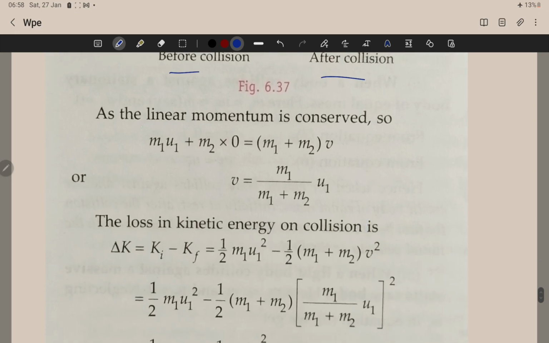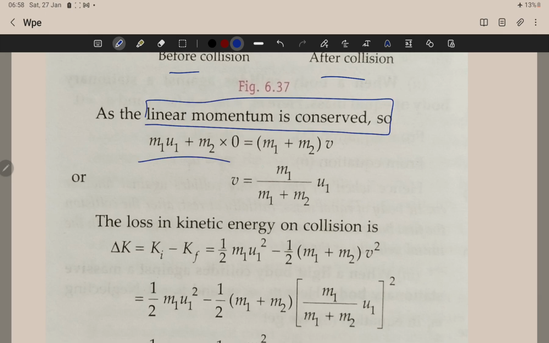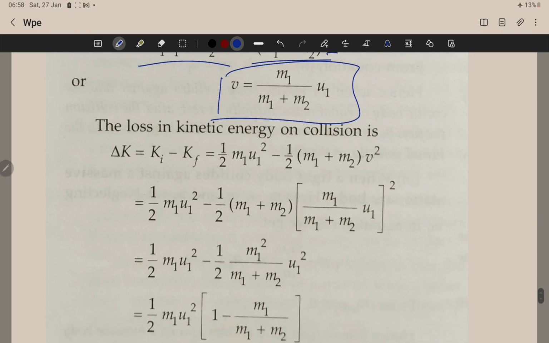We know that even in inelastic collision, linear momentum always remains conserved. So we just use this equation: m1 u1 + m2 u2 = m1 v1 + m2 v2, that is (m1 + m2) v. From here we can find the final velocity of the two. So v becomes m1 by (m1 + m2) into u1.